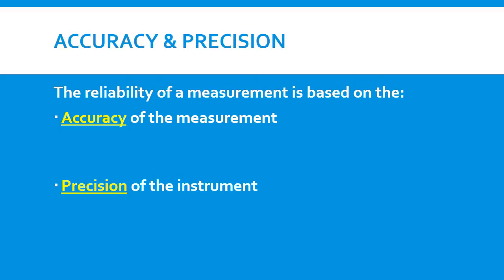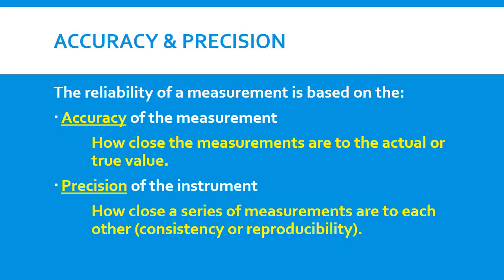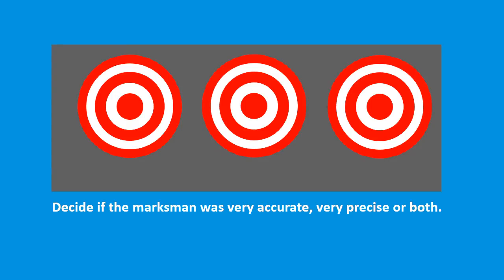And here we're focusing on the words accuracy and precision. When we talk about accuracy, we're looking at how close the measurements are to the actual or true value, the accepted value. And then precision means how close a series of measurements are to each other. Are the measurements consistent? Are they reproducible? That means if you do it over and over again, you should be getting about the same value. That means it's consistent.